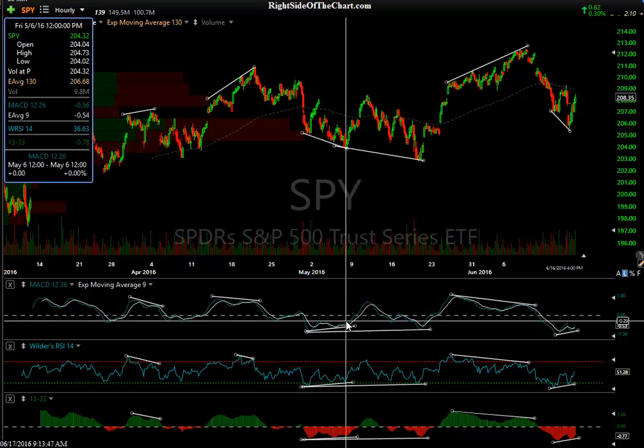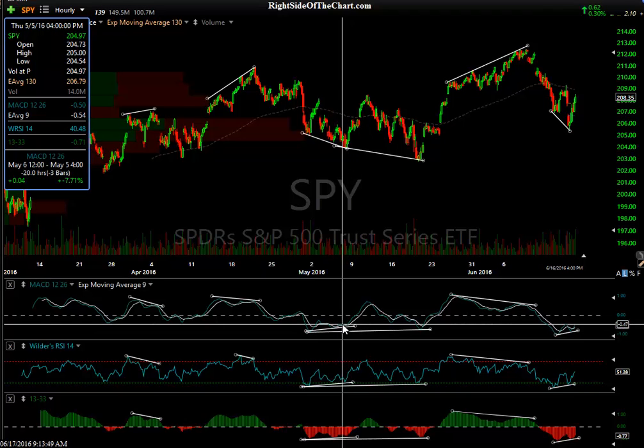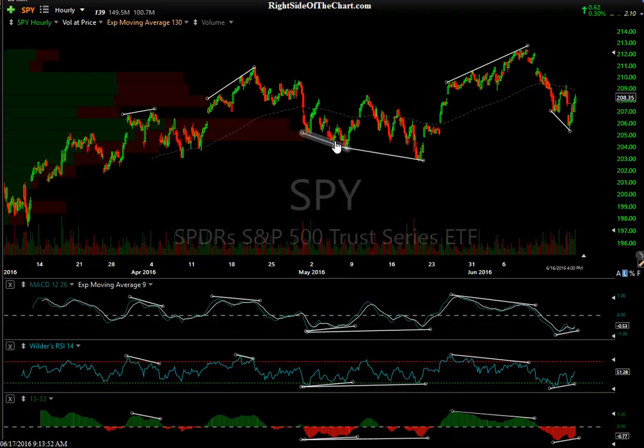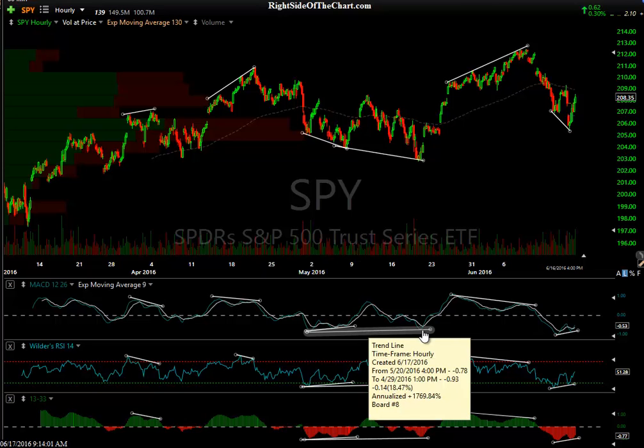That first small divergence that was put in right here where the vertical line is played out for a pop relative to the divergence. Then we put in another low. What that did is it expanded the divergence here. So we put in an even larger, more powerful divergent low.